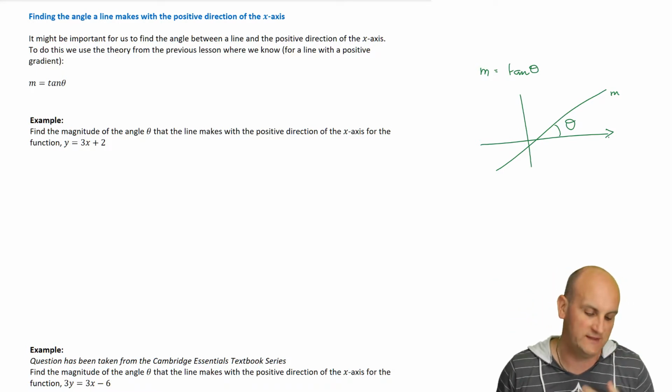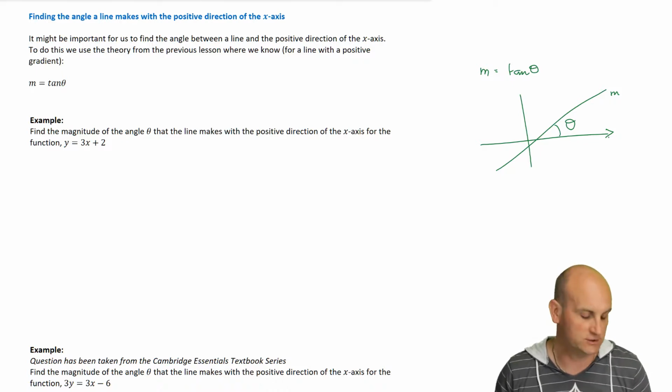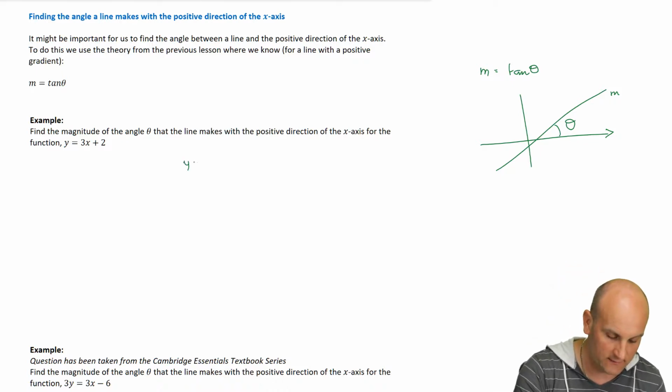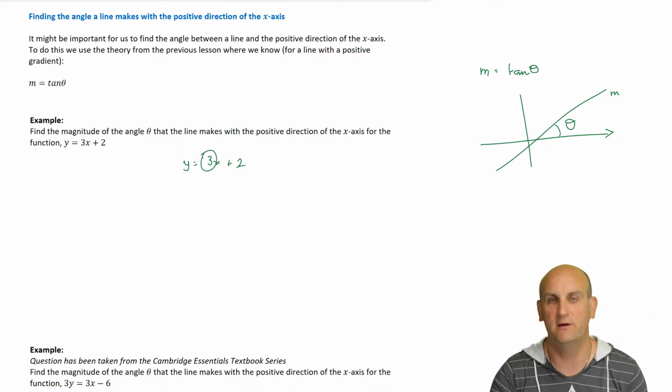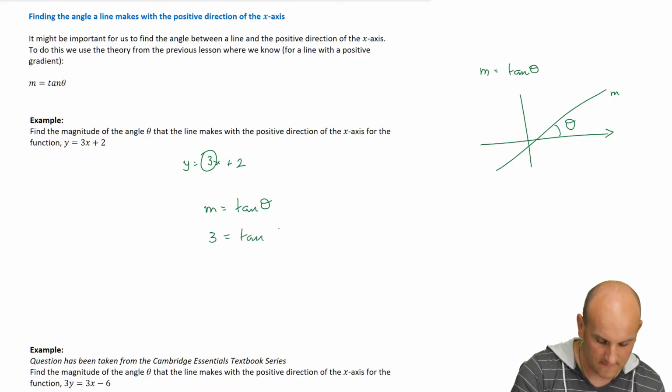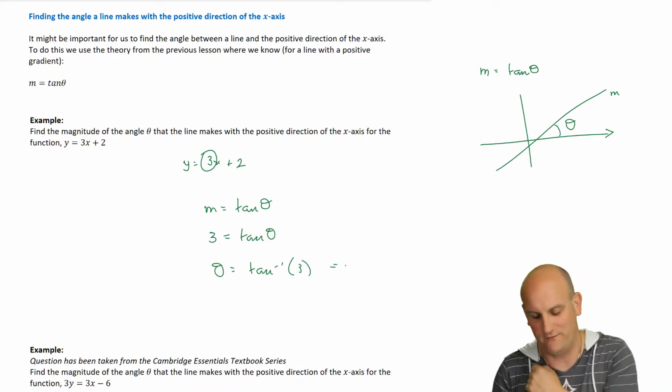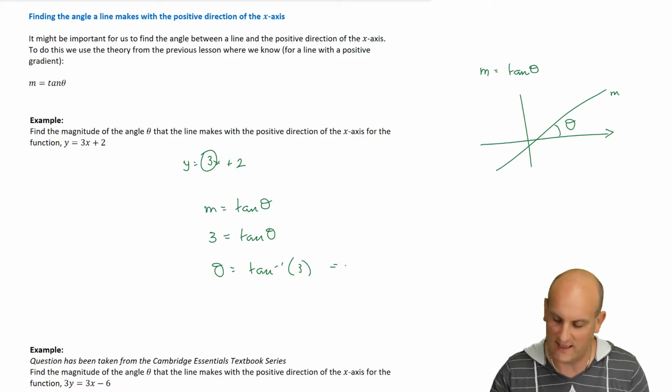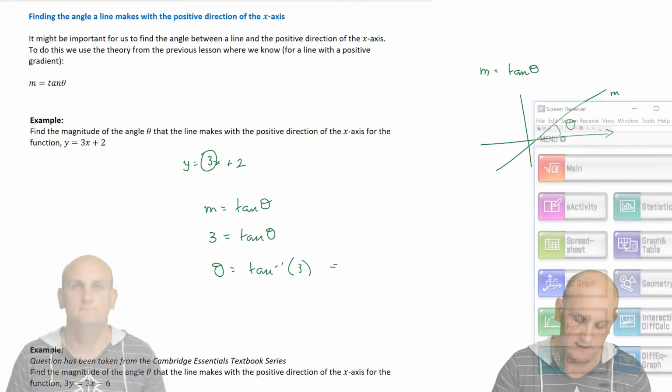So find the magnitude of the angle theta that line makes with the positive direction of the x-axis for that function. Now great, first thing to do is I look at that function and I say, is the gradient positive or negative? Well, reading off from that, it's brilliant. My gradient is positive, so I can use m is equal to tan theta. So what is the value of m? It's 3, so 3 is equal to tan theta. And so theta is equal to tan to the -1 of 3. How do I find that? Well, I don't know that off the top of my head, but I just so happen to have a wonderful, funky calculator. And there we go.